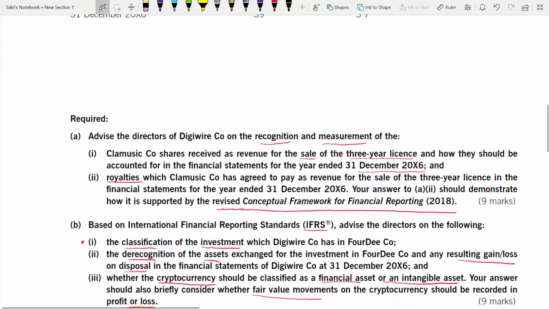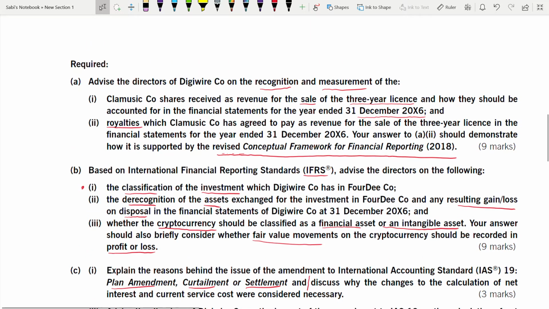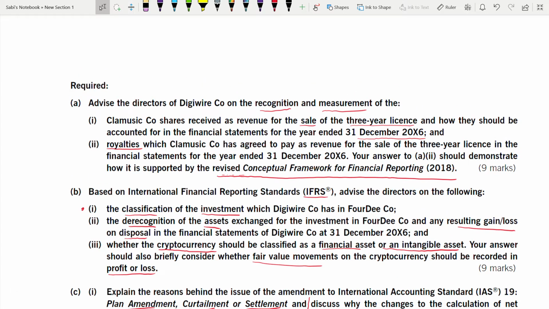Requirement A says what? Again, reread your requirements after you read the case study. I guarantee you that if you build this habit, read your requirements first, then read the case study, then again reread your requirements to refresh, to confirm, to clarify what you have read, you are able to understand it better. Before you answer, don't just answer assuming that this is what I have been asked.